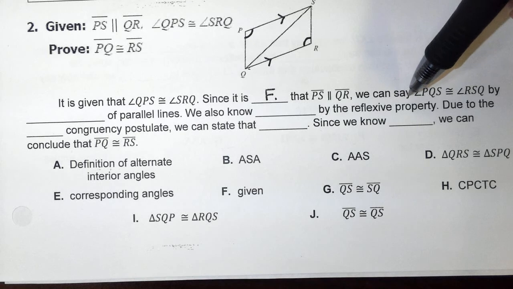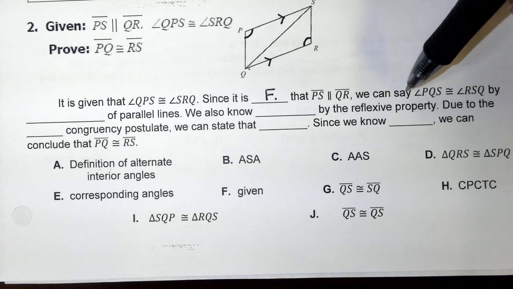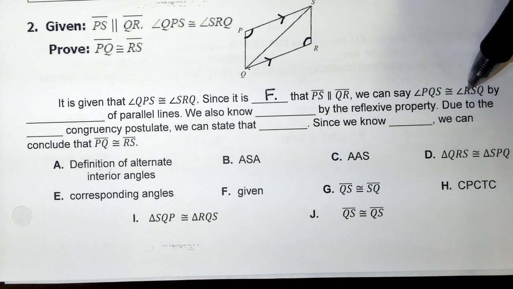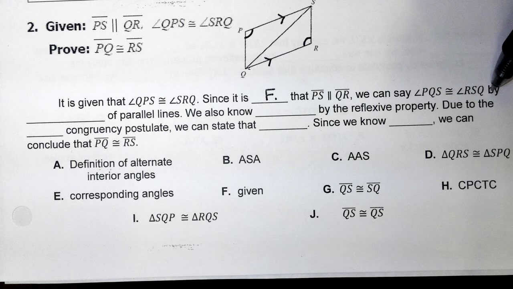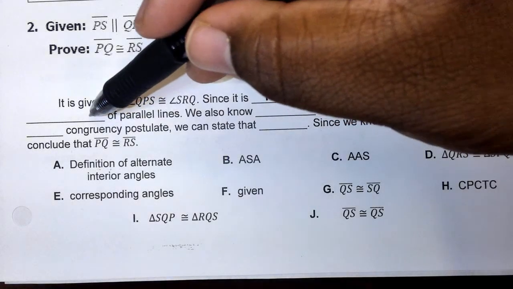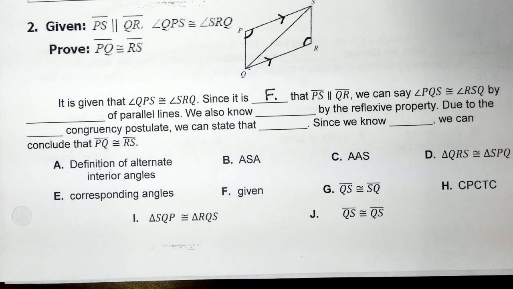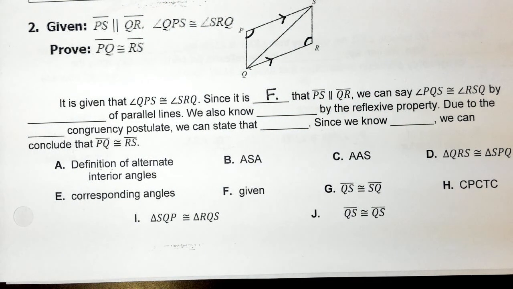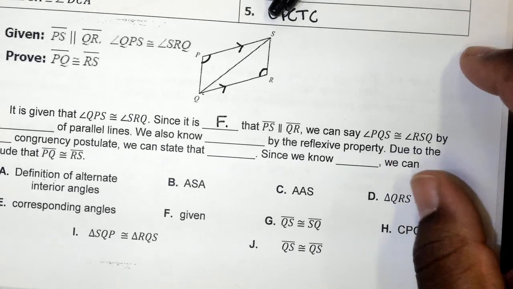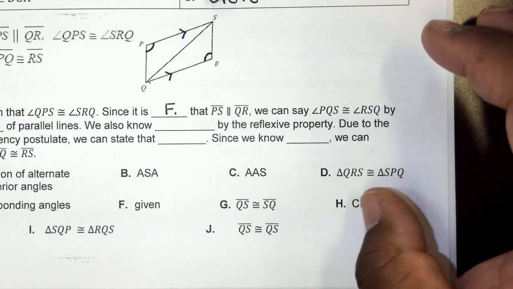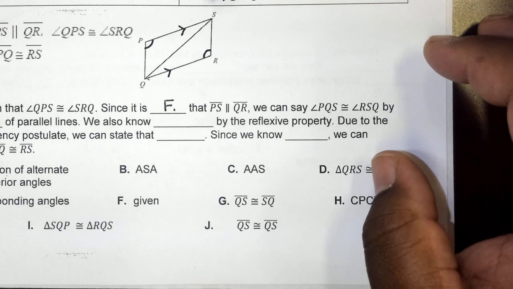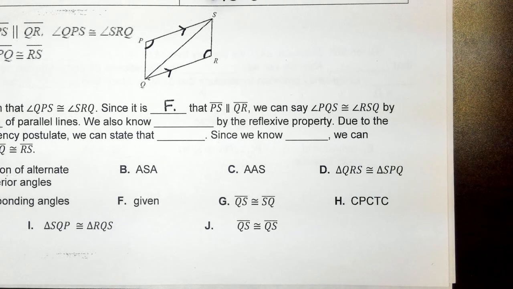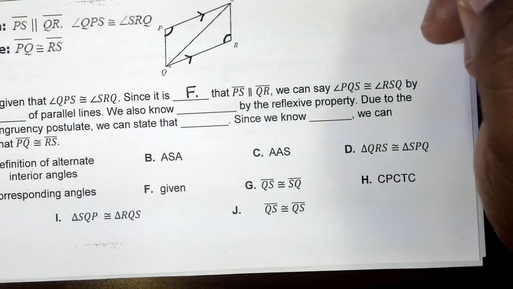We can say angle PQS is congruent to angle RSQ by blank parallel lines. Before you decide that, you need to go in here and mark those two angles as congruent to each other, because we haven't marked these angles yet. PQS is congruent to RSQ. You need to mark those two angles as congruent.